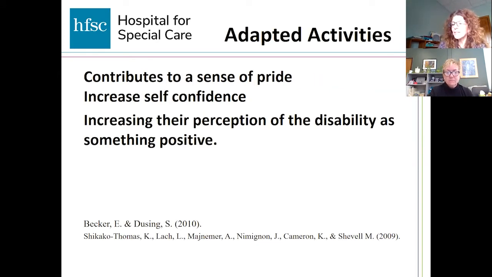Becker and Dussing, 2010, completed a single case study on a child with Down syndrome. The child was enrolled in a 14-week performing arts session with peers and was found to have increased self-confidence and self-esteem. And the experience also contributed to a sense of pride.